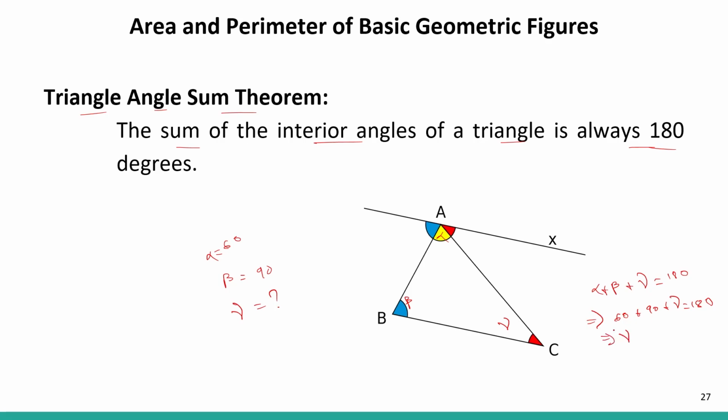So we can subtract 120 from both sides. What will be left on the left side is gamma, and on the right side it will be 180 minus 120. So gamma will be 60 degrees. No, it won't be 60, since alpha plus beta is 150, it will be 30 degrees.